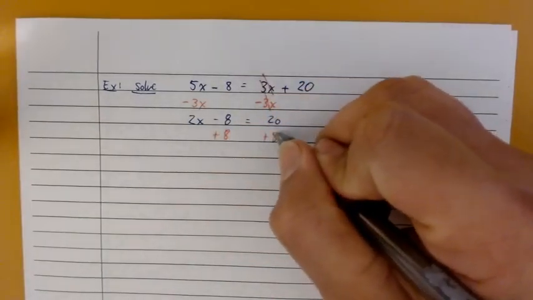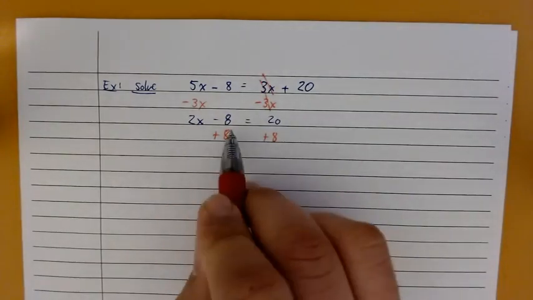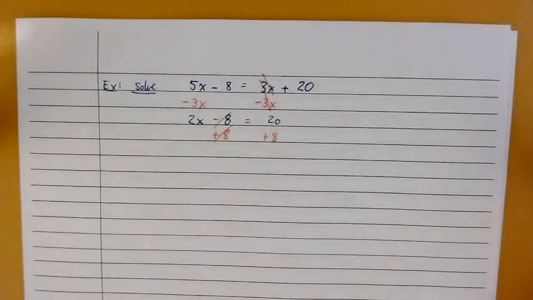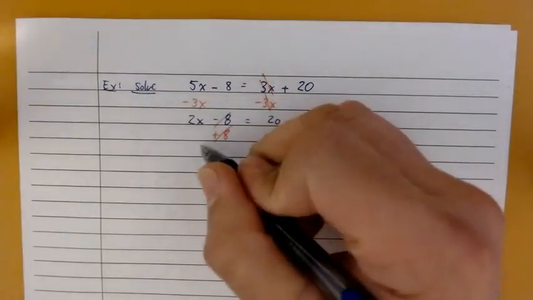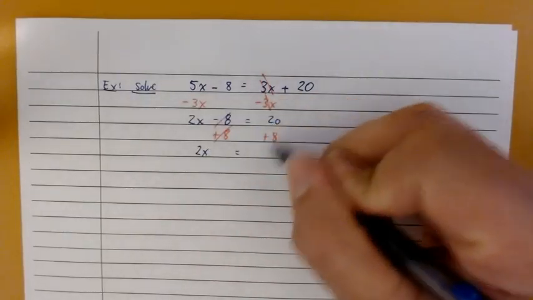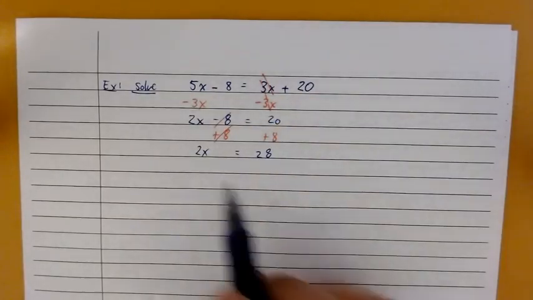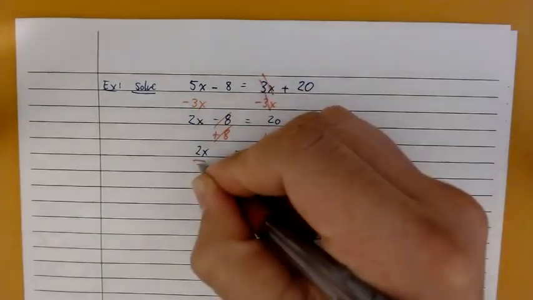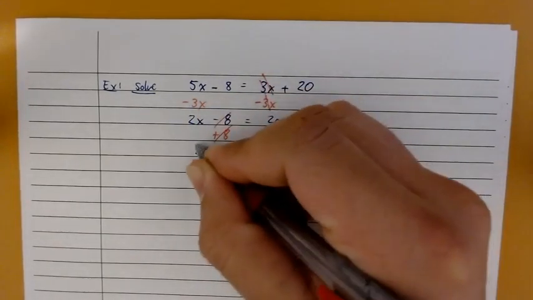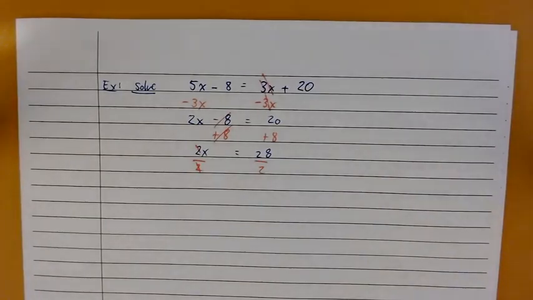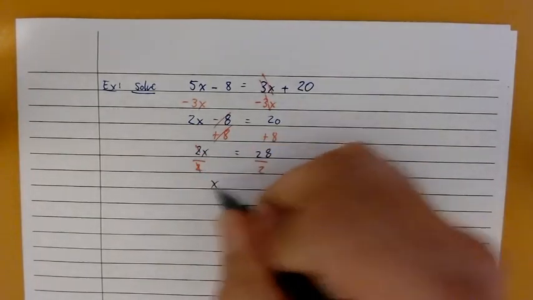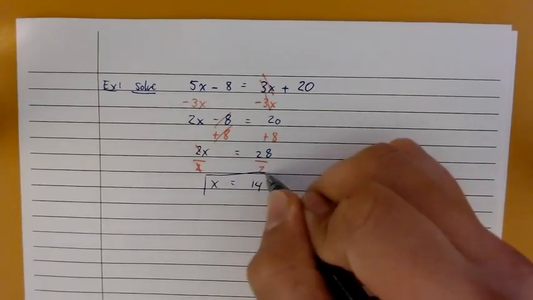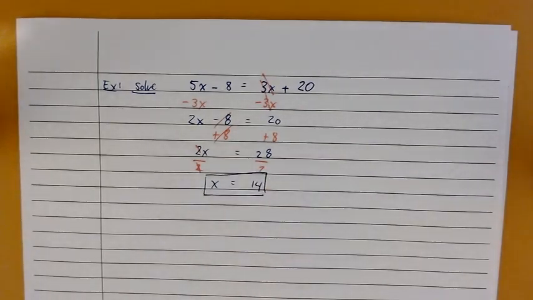We're trying to isolate our x, which means we want to get rid of these terms first. We want to get rid of addition and subtraction first. We get 2x equals 28. And finally, we can get rid of this last operation by dividing both sides by 2. If I divide by 2, 2 divides 2 to give me 1, which is what I want. I want 1x equals 28 divided by 2 is 14. Just like that.